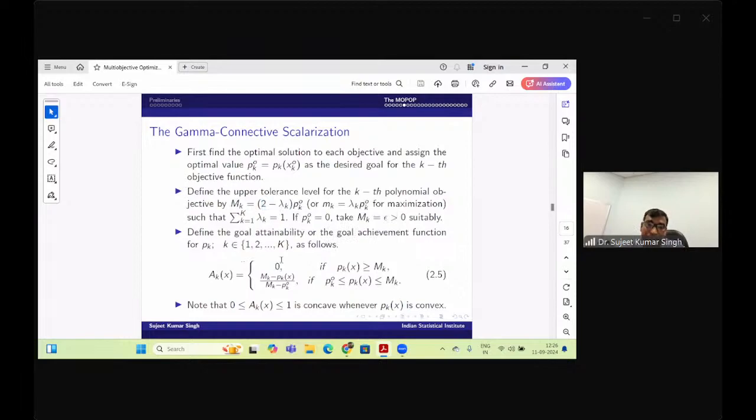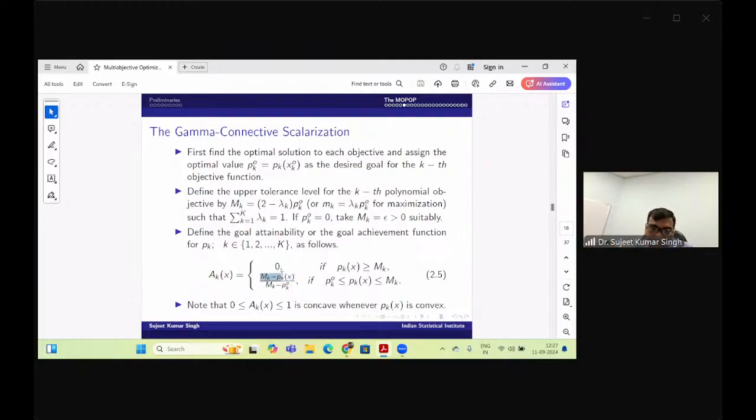And then we define the goal achievement function, something like this: mk minus pkx by mk minus pko, where mk is the upper value, pko is the optimal value, and pkx is that particular objective, that particular polynomial. So here you can see, if this polynomial value pk is tending towards pko, the optimal value, then the achievement is 100%, going to be 1. And if pkx is going beyond the pk optimal value, then the achievement is reducing. So going towards the optimal value, the achievement value is increasing; going beyond the optimal value, it is decreasing.